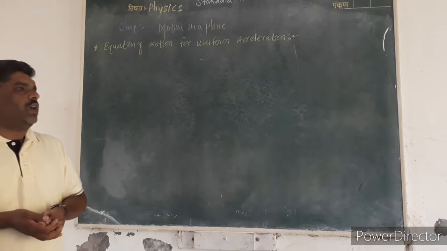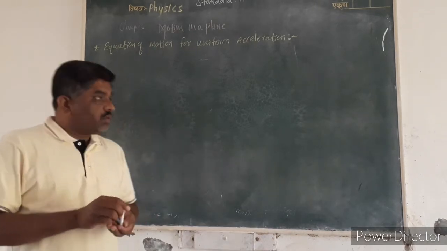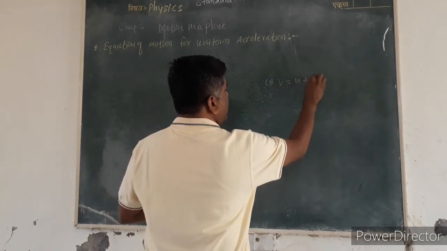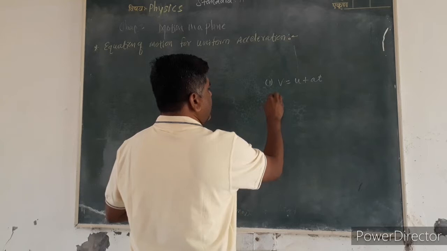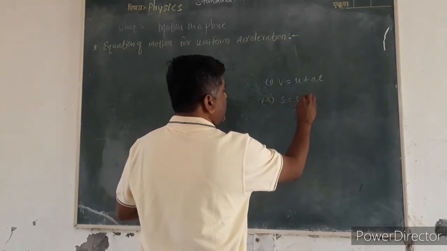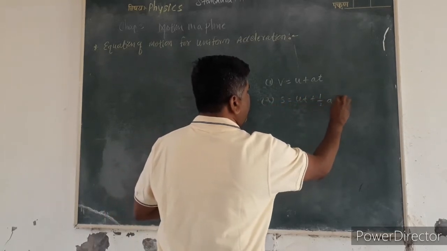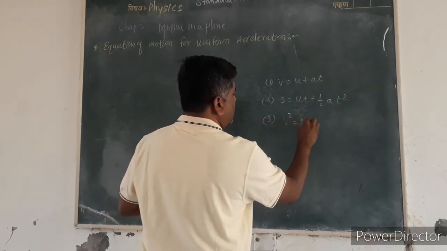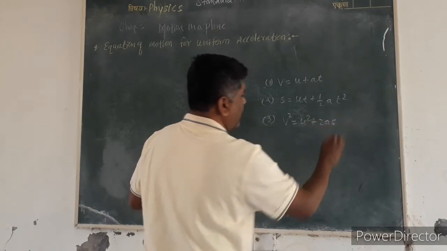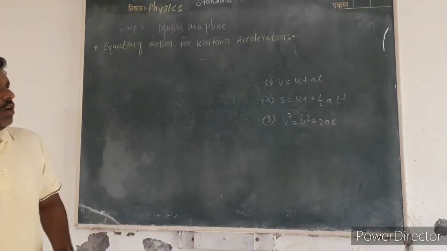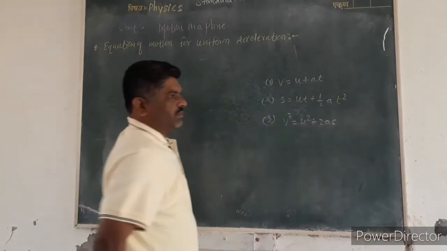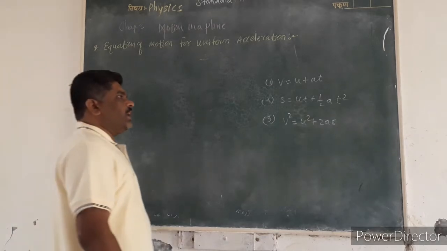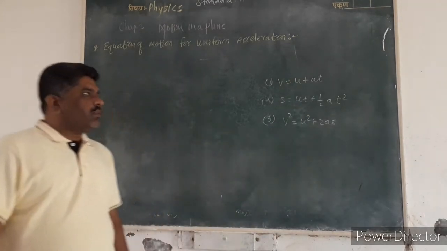There are three kinematical equations of motion. First, v is equal to u plus at. Second, s is equal to ut plus 1/2 at square. And third, v square is equal to u square plus 2as. These are called Newton's equations of motion, or kinematical equations.